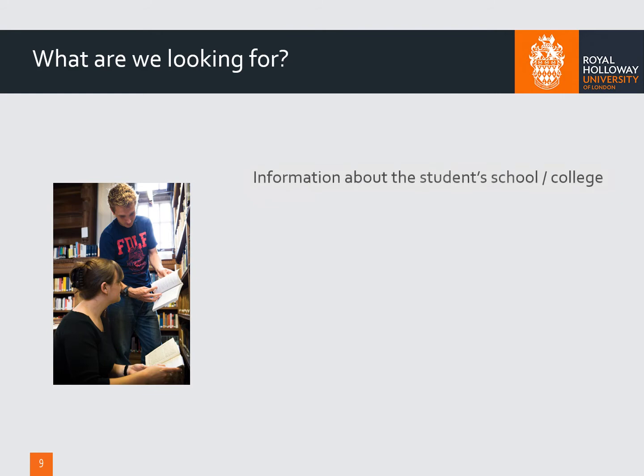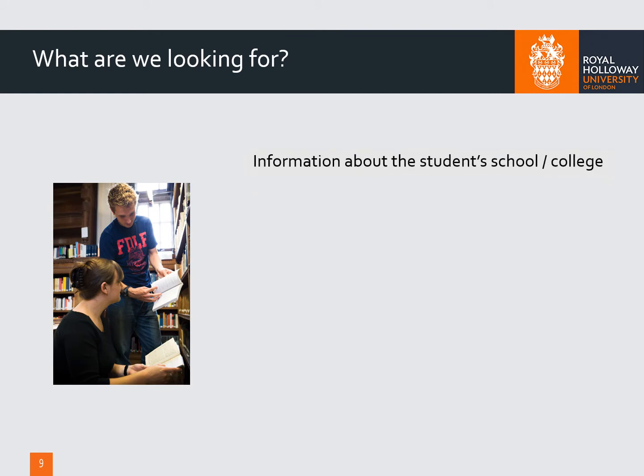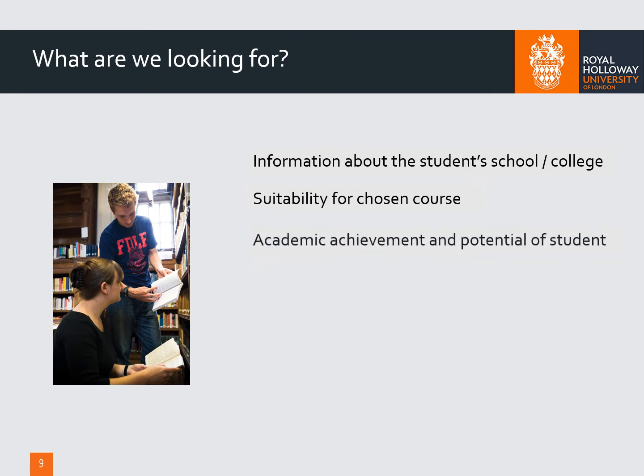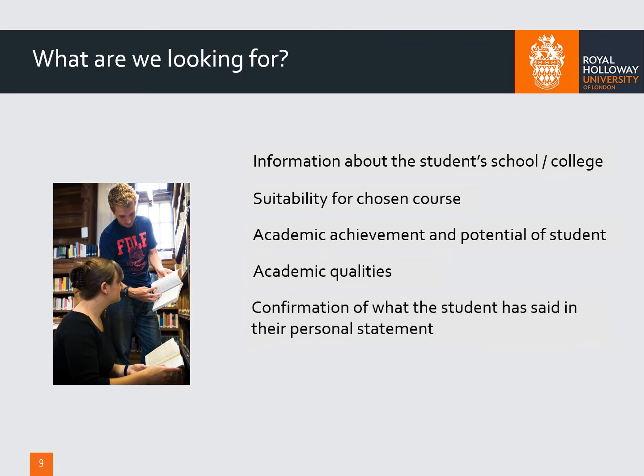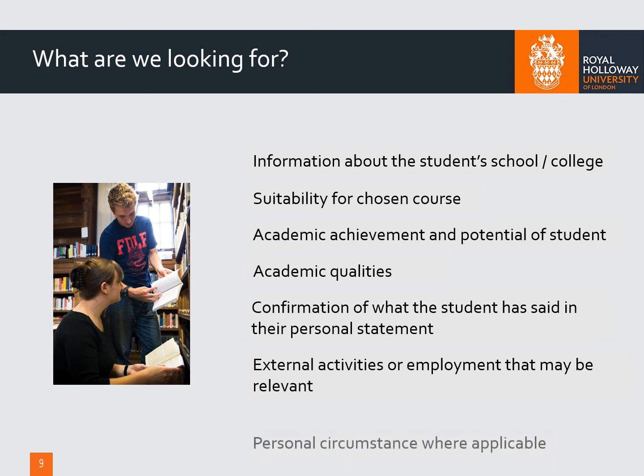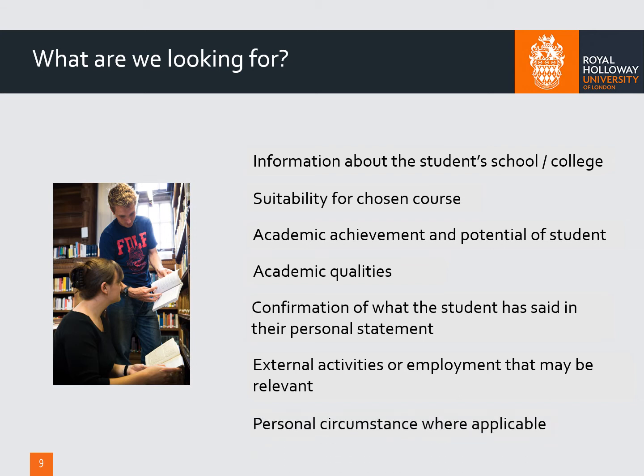So what are we looking for? We're looking for information about the student's school or college, their suitability for their chosen course, academic achievement post-16 and their potential, and any academic qualities or particular skills that they have. We're also looking for confirmation of what the student has said in their personal statement, as well as any details about external activities or employment that might be relevant to what will make them a good university student. And as we mentioned before, we look for extenuating circumstances where that's applicable.